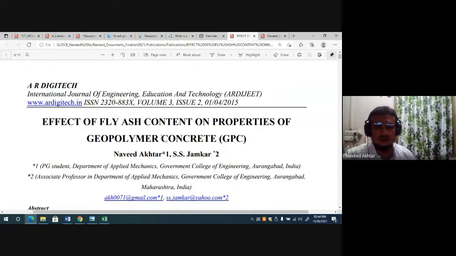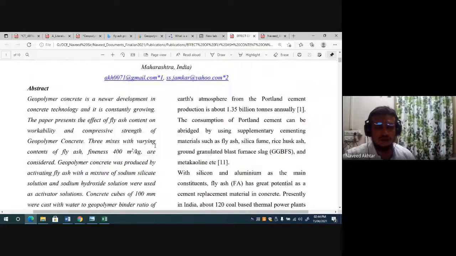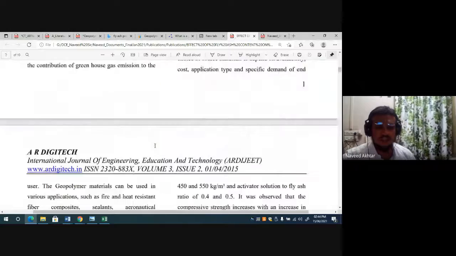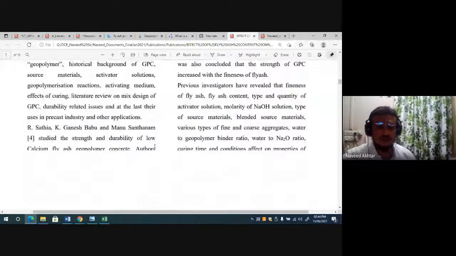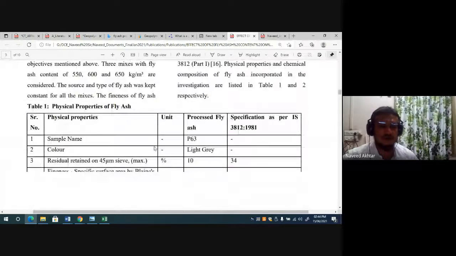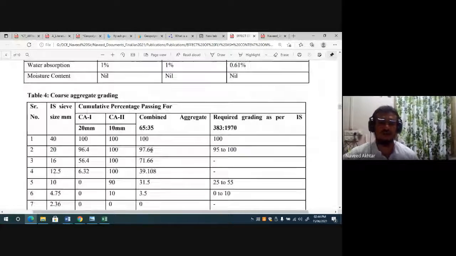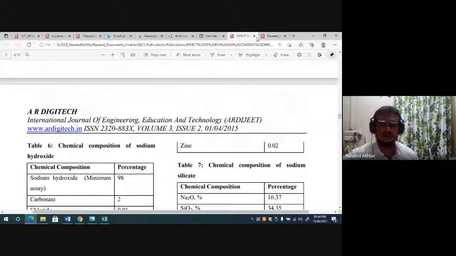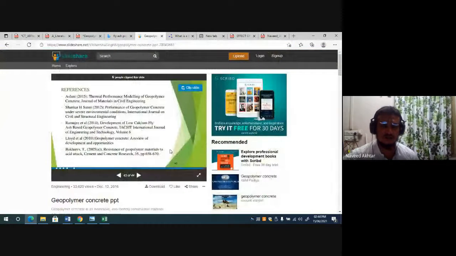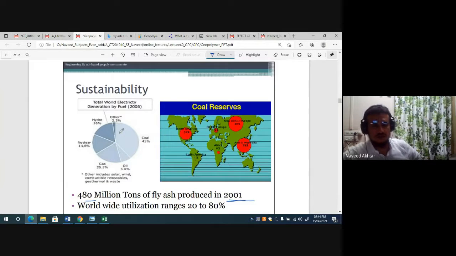So this is one about geopolymer concrete. It is a newer development and many such papers are there. You can study them and you will learn how the production of geopolymer concrete is done. Okay, so to start. This is all about geopolymer concrete.